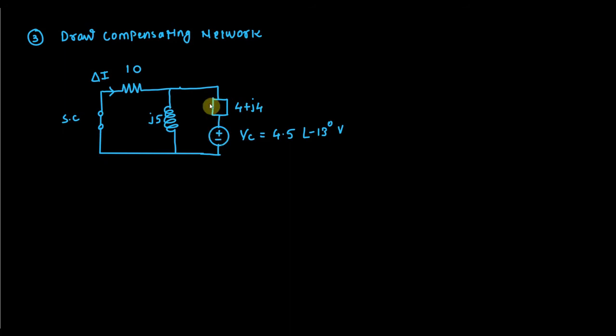I have told you the polarity is such that it will oppose the delta. So now this will be your compensator network. And what is our aim? Our aim is to find out this value of delta. So for that I will use the same method, mesh analysis.